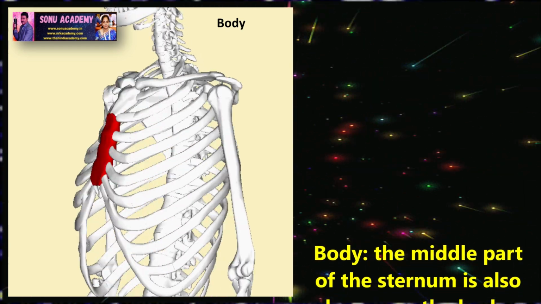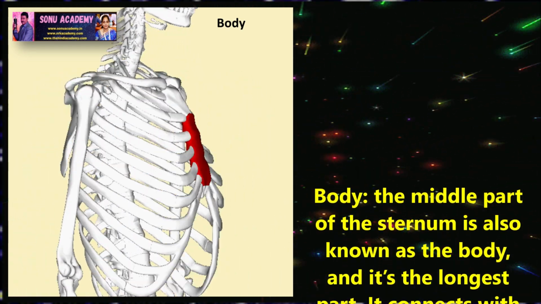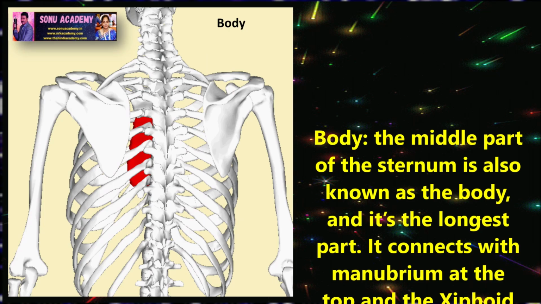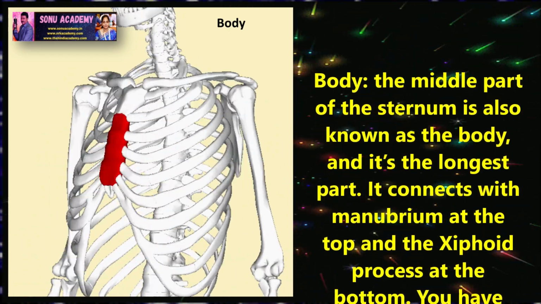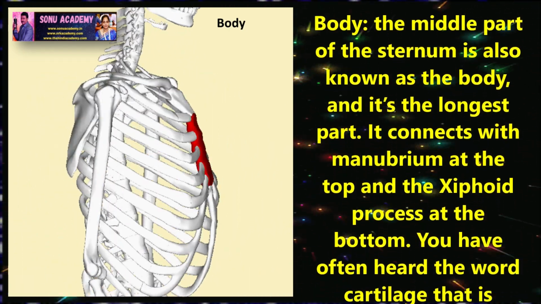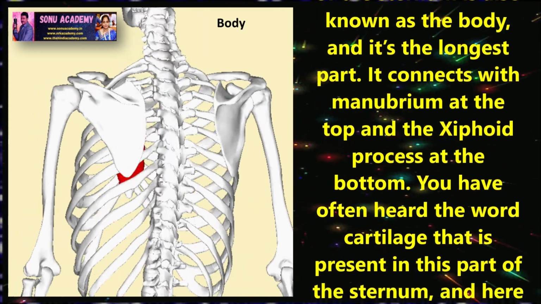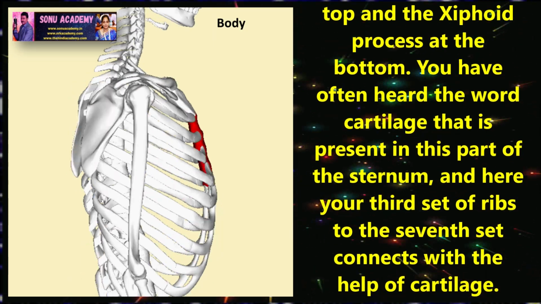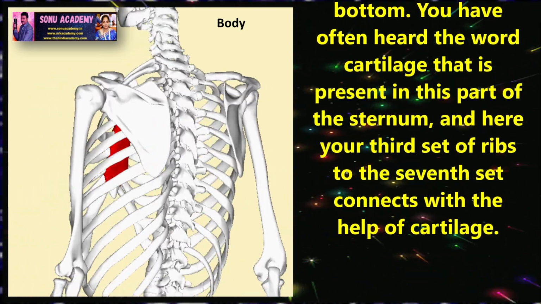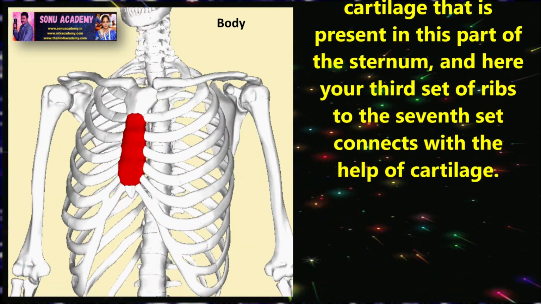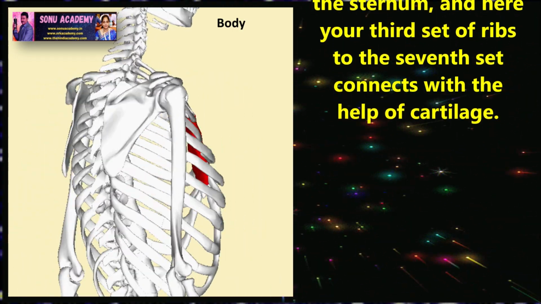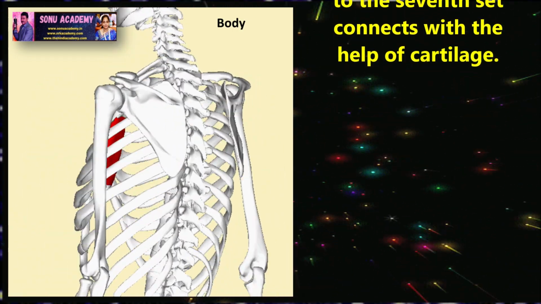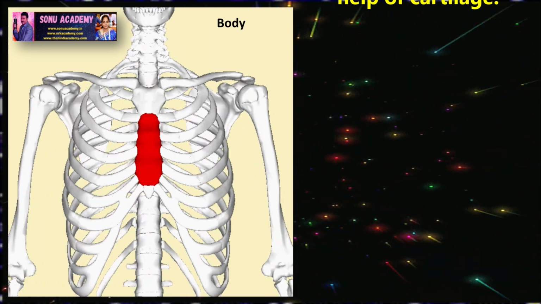Now let us discuss the second part of the sternum, which is also called the body. The middle part of the sternum is known as the body and it is the longest part. It connects with the manubrium at the top and to the xiphoid process at the bottom. You have often heard the word cartilage. It is present in this part of the sternum, and here your third to seventh sets of ribs connect with the help of cartilage.